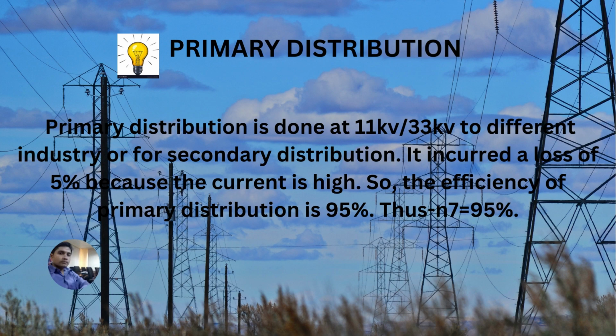Finally comes the primary distribution. Primary distribution is done at 11 kV or 33 kV to a different industry or for secondary distribution. It incurs a loss of 5% because here the current is high. So the efficiency of primary distribution is 95%. Thus, N7 is equal to 95%.